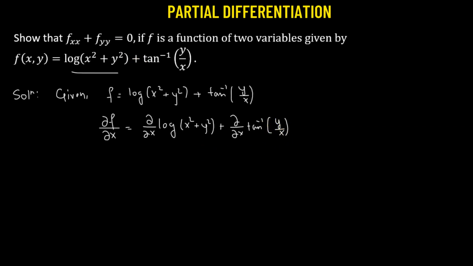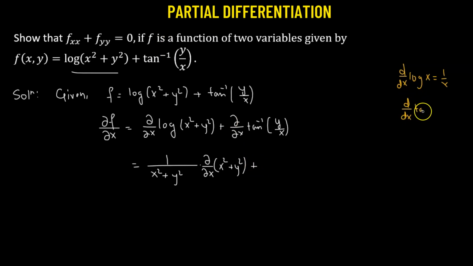Right. Now we know that the derivative of the logarithmic function log x simply equals 1 over x. So this gives us 1 over x squared plus y squared, and this will be multiplied by partial with respect to x of x squared plus y squared. So here we have used the chain rule. Plus, then we take the derivative of the inverse tangent function, d/dx of tan inverse of x. That's given by 1 over 1 plus x squared.